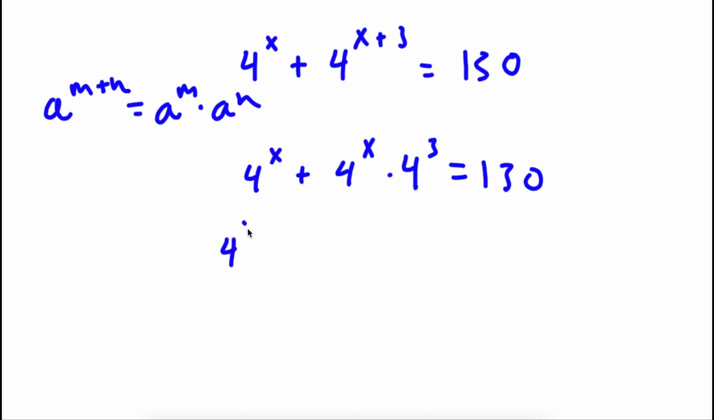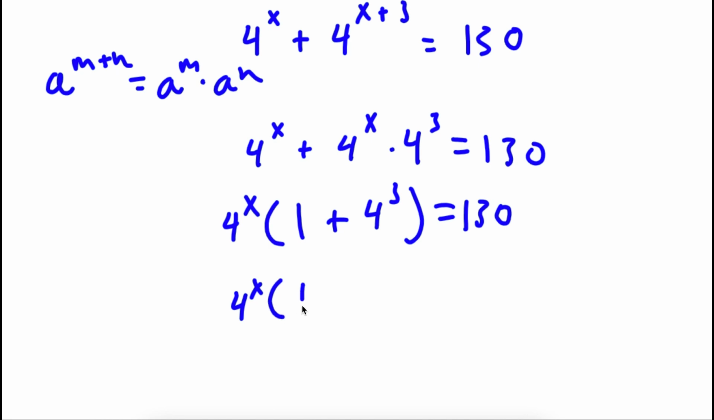Now, I can simply factor out 4 to the power of x from my left-hand side because both these terms have 4 to the power of x in them. And now I get 4 to the power of x divided by 4 to the power of x is 1. So 1 plus 4 to the power of x times 4 to the power of 3 divided by 4 to the power of x is 4 to the power of 3. And this is equal to 130.